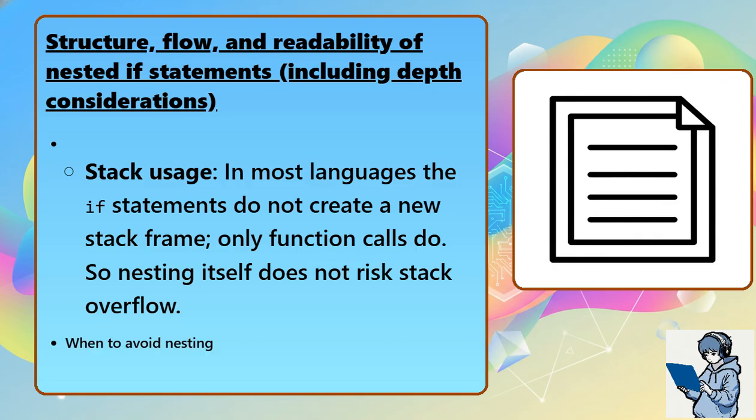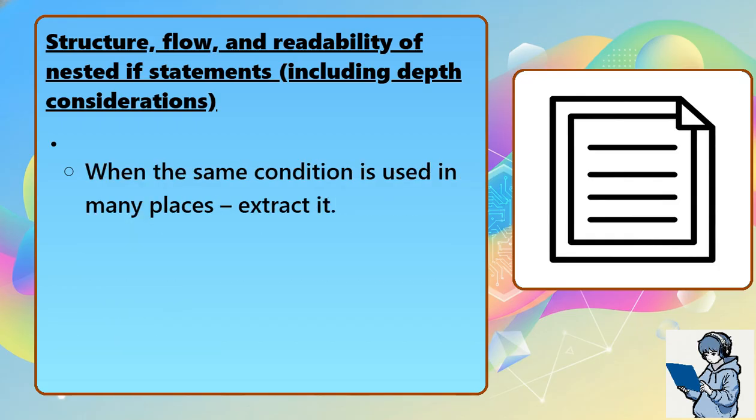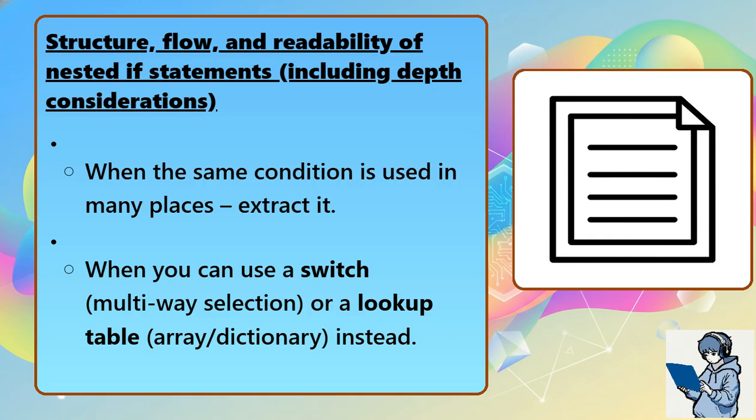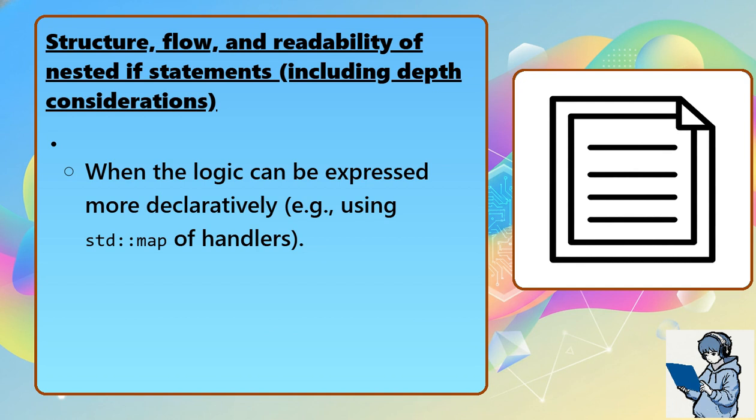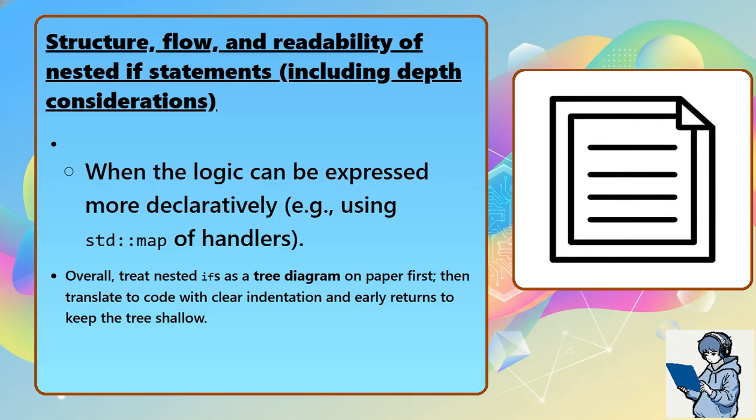When to avoid nesting. When the same condition is used in many places, extract it. When you can use a switch, multi-way selection, or a lookup table, array or dictionary, instead. When the logic can be expressed more declaratively using a map of handlers. Overall, treat nested ifs as a tree diagram on paper first, then translate to code with clear indentation and early returns to keep the tree shallow.